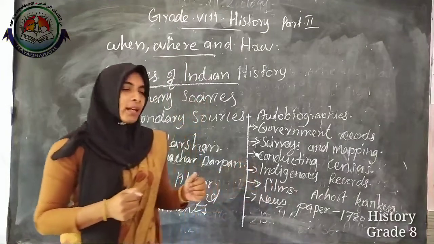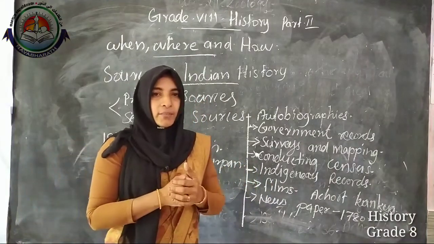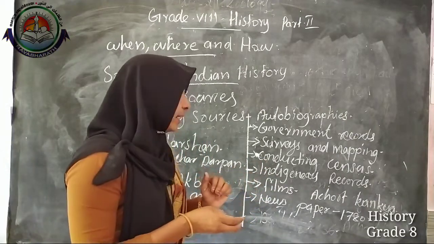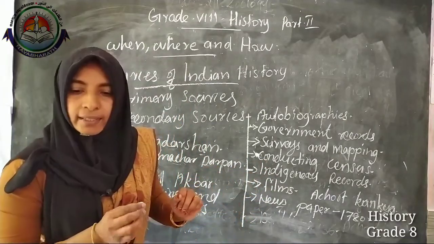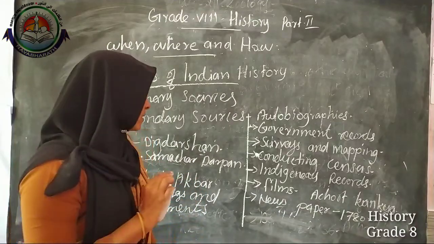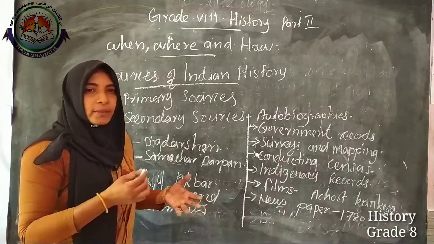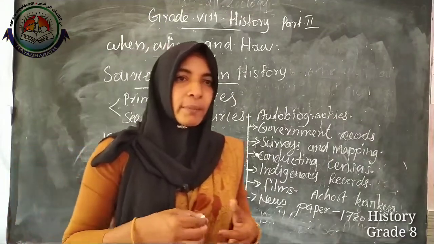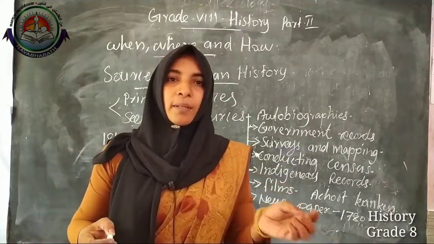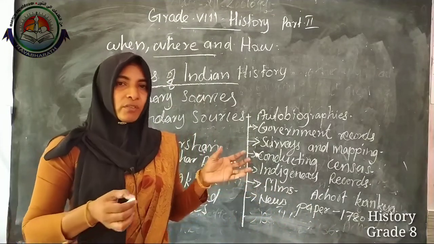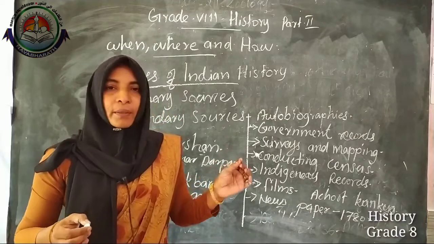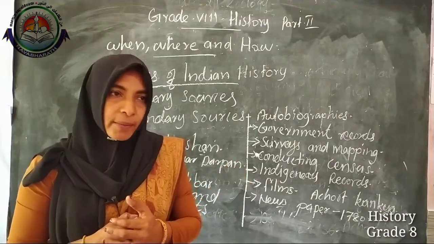Then films. Achyut Kanya was the first Hindi film released in India. In which year? In 1936. Achyut Kanya was the first film. Then the other films are related. What was the main theme of the films released at that time? Caste system, discrimination, the sufferings of women, such things were the main themes of those films.